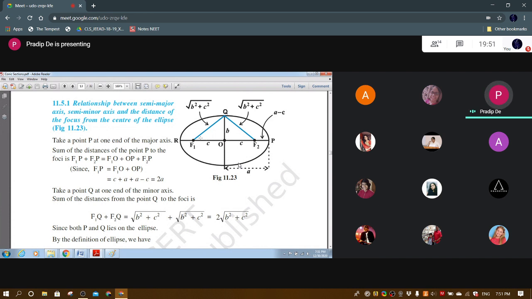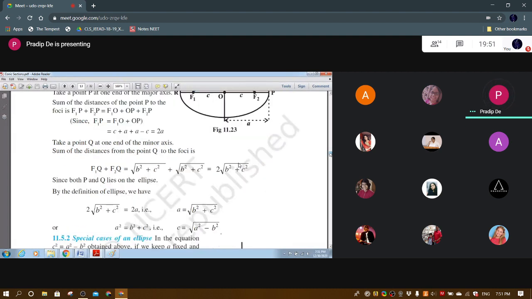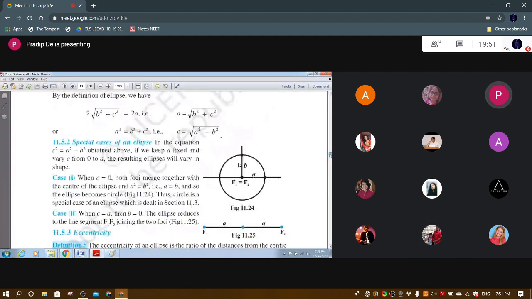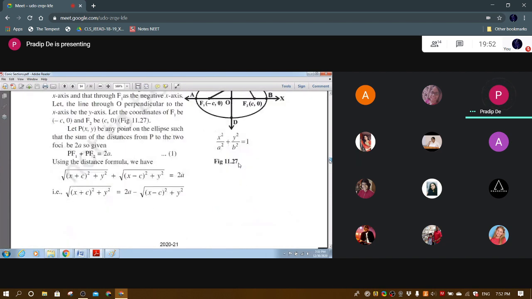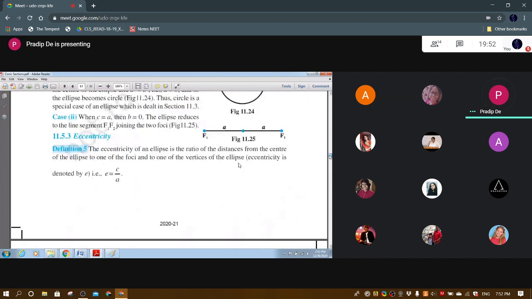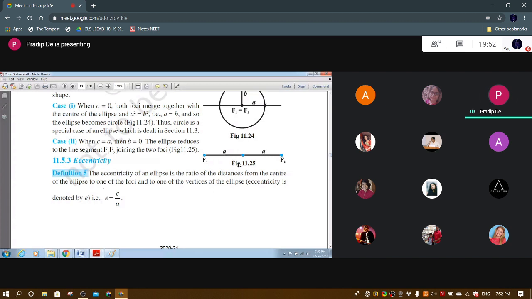B is 0, F1 lies on A, F2 lies on B. What is the shape? Straight line. You see, the ellipse has been flattened, like a deflated tire. This straight line is a special case.